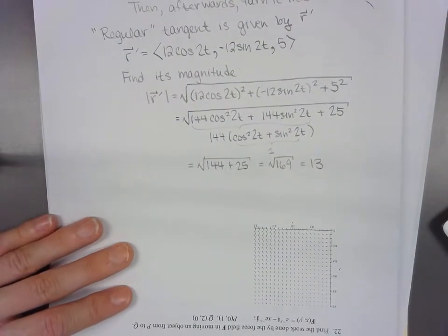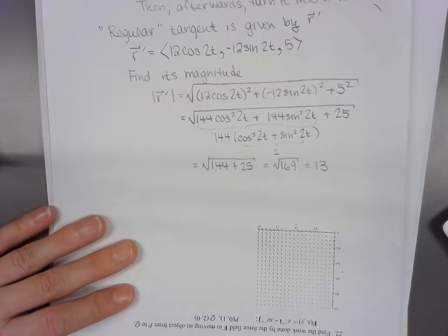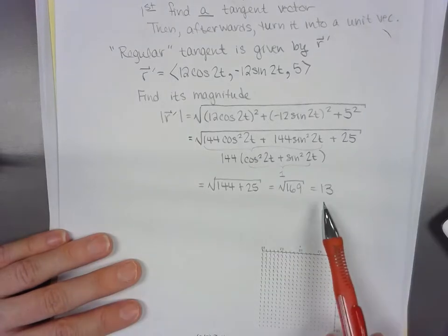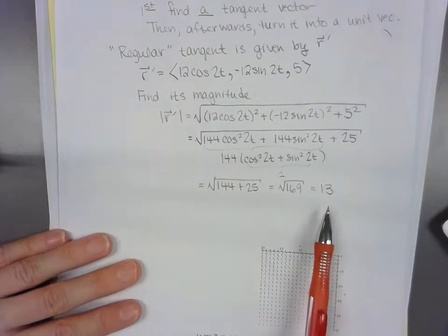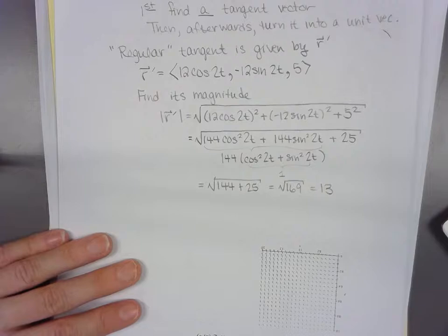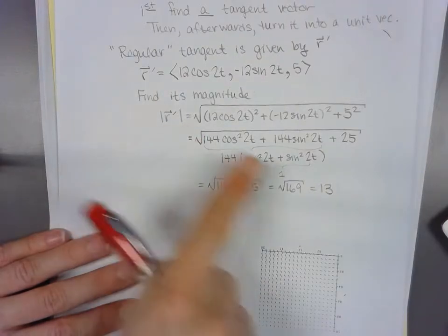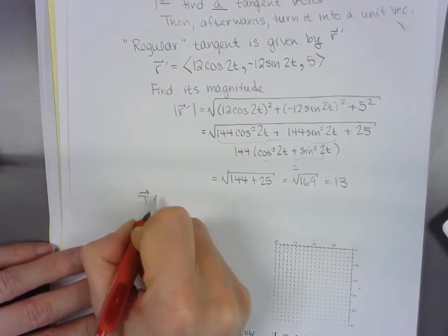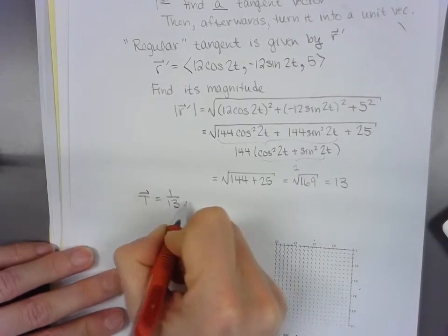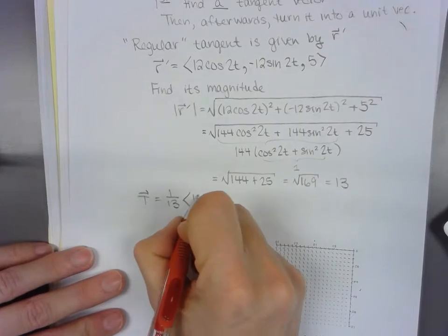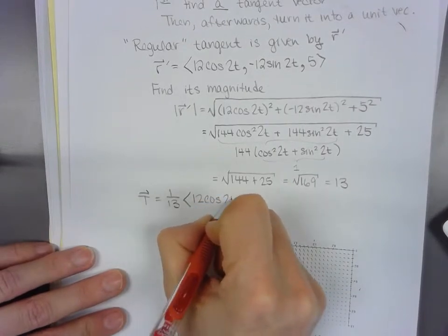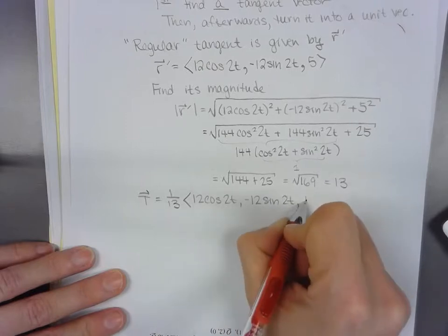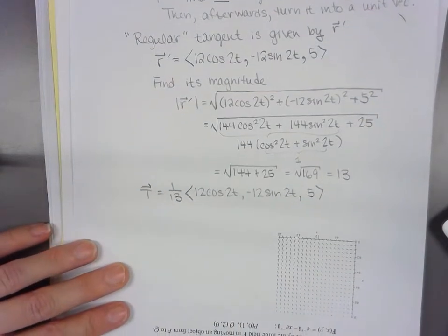Okay, so now here's a tangent vector, and here's its length. So the unit vector would just be 1 over the magnitude times it. So T is 1 over 13 times r prime, which is 12 cosine 2t, negative 12 sine 2t, 5. And then you can distribute the 1 over 13 through.